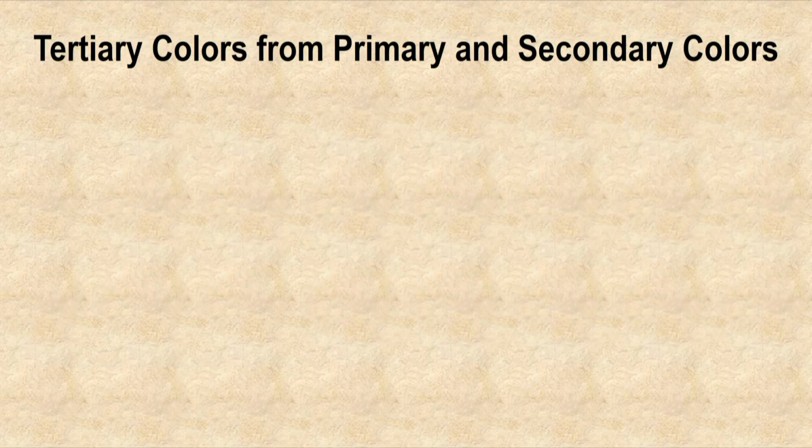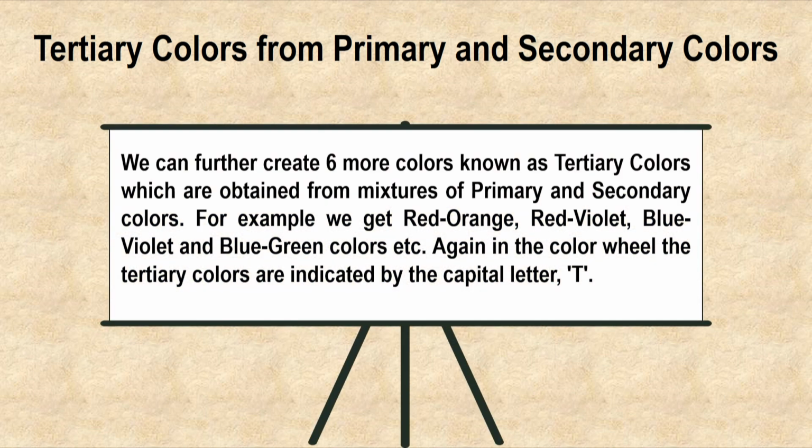Tertiary colors that we can achieve from the primary and secondary colors. We can further create 6 more colors known as tertiary colors which are obtained by mixing together primary and secondary colors. We can take some examples like red orange, red violet, blue violet and so on, and these colors are represented by the capital letter T in the color wheel.